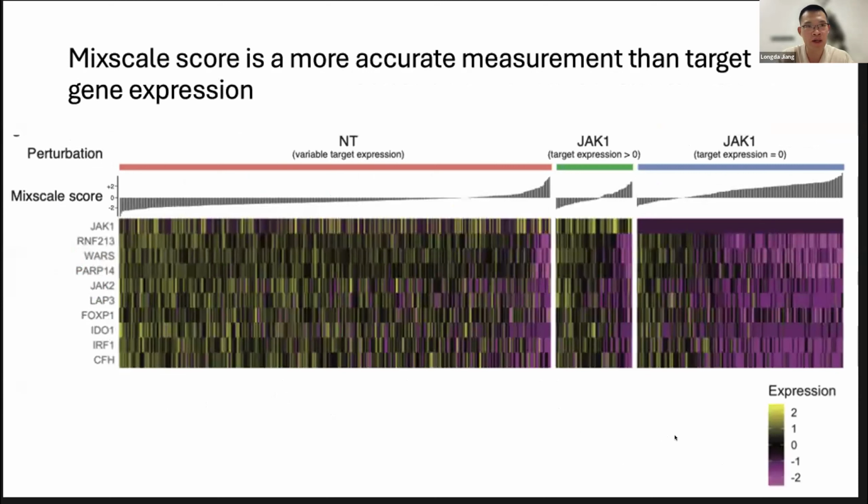But you might wonder why not simply use the target gene expression as an indicator to measure the perturbation response? Well, here we further show that our mixed-scale score is actually a more accurate measurement than the target gene expression. If you focus on all the cells that are located in the right-hand side blocks here, these are the cells that have no expression level for the target gene, JAK1. However, we can still see that there's some strong heterogeneity going on within these cells. But the mixed-scale score can correctly identify that and rank the cells based on that. So this indicates that the mixed-scale score, which aggregates information from multiple downstream regulated genes, is indeed a more accurate measurement than the target gene expression.